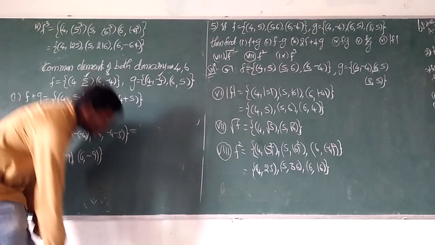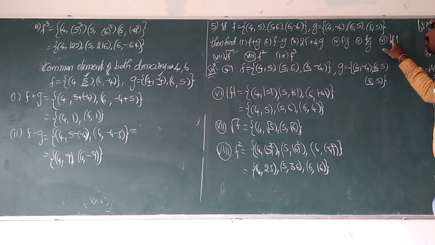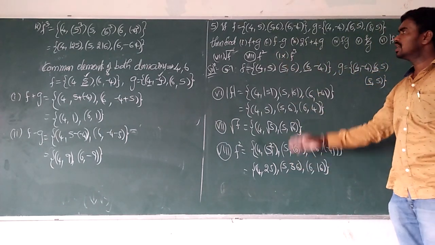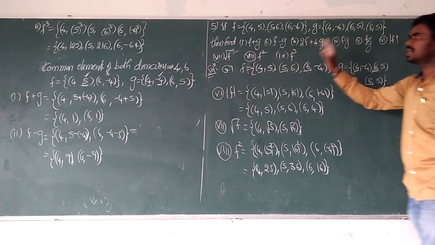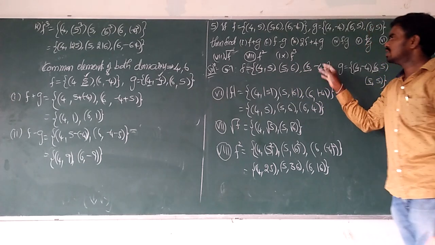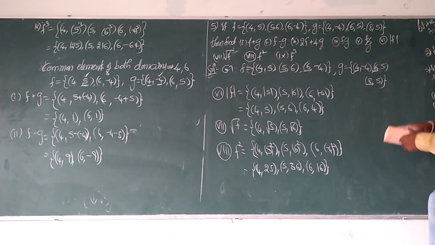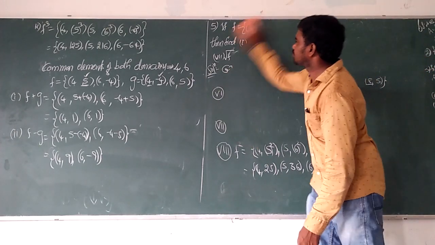Okay, going to do the next one. For the fifth question, mod f, root f, f square, f cube, these are the simple functions. You can do it this way. And whenever two functions are added or multiplied, we should take common elements in the domains. So 4 common and 6 common, and do that process.